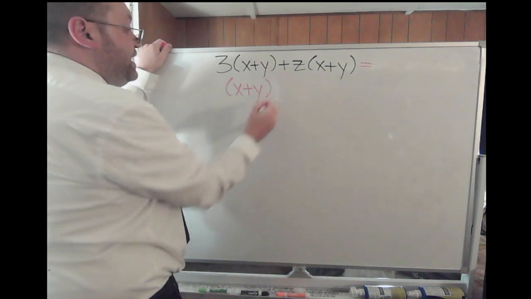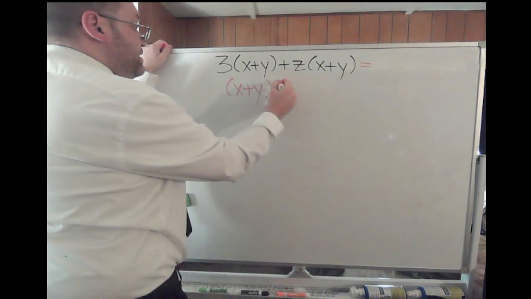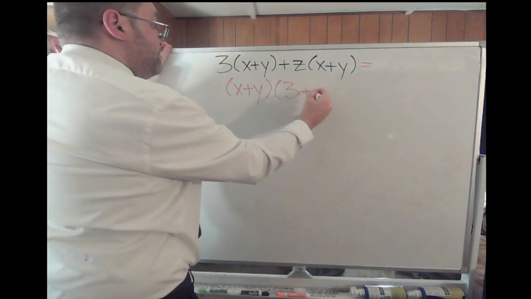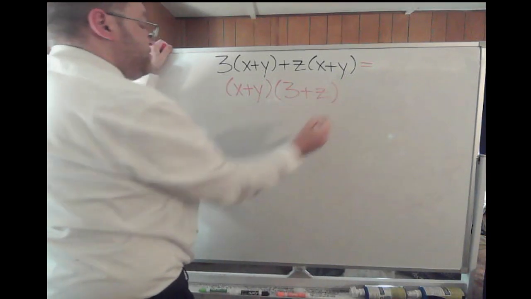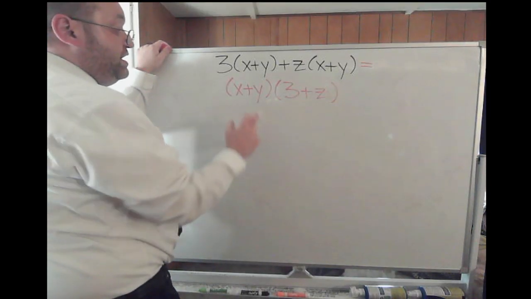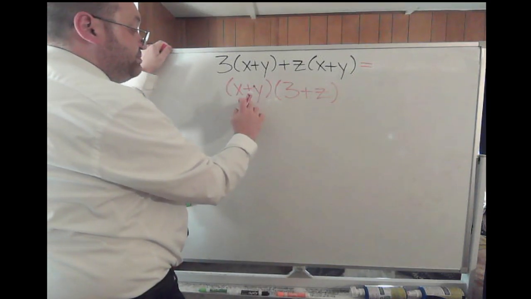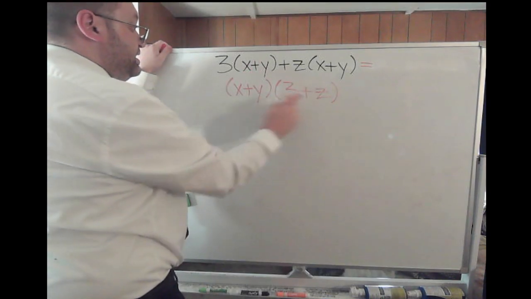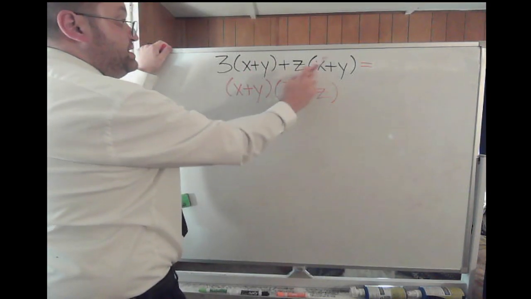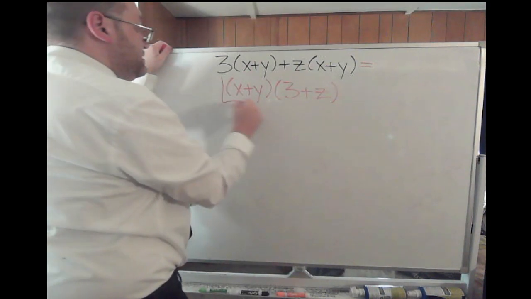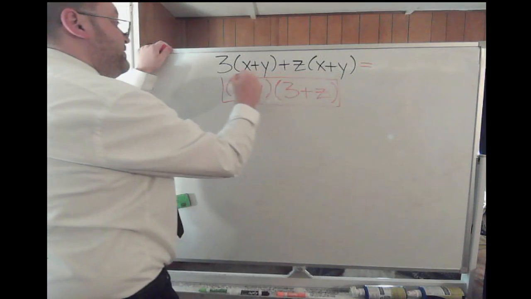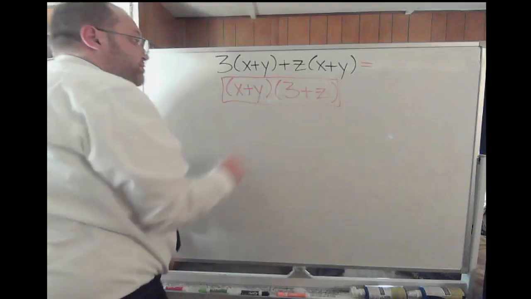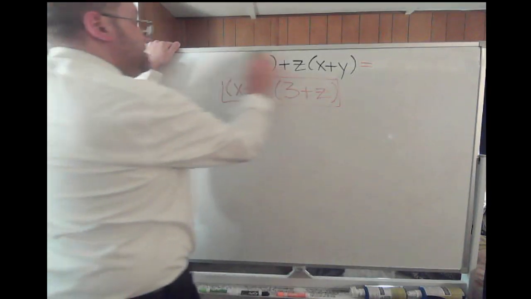So you could pull that out, and then you just simply have 3 plus z for your other part of the factor. And then if you redistribute this, you take x plus y times 3, you'll get 3 times x plus y, plus x plus y times z, you'll get z times x plus y. So your factors for this would be the quantity of x plus y times the quantity of 3 plus z. Simple enough.